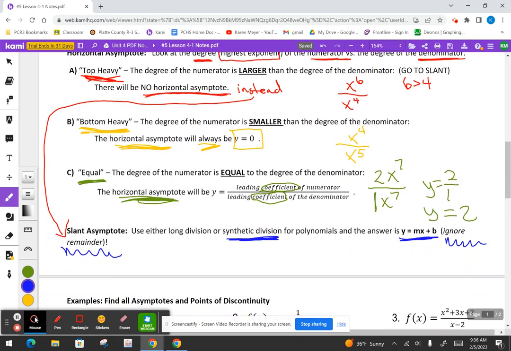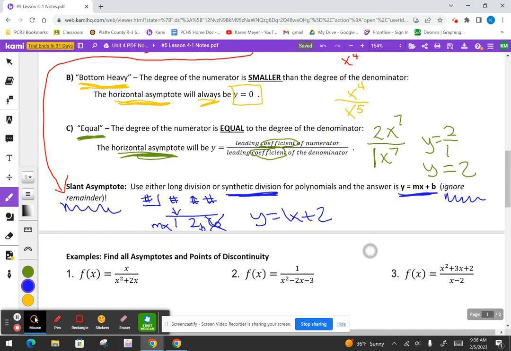Okay, so if I had something that looked like this, remember synthetic division, we have a little corner box. We're going to have a number listed here. Then we're going to list out our coefficients up here. And then we're going to go through and we're going to get some numbers, just totally making these up. And then you go, oh, I get to ignore the remainder. The first part is your mx. The second part is your b. So in this problem, you would say y equals 1x plus 2.